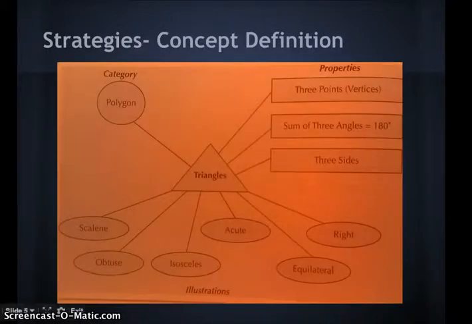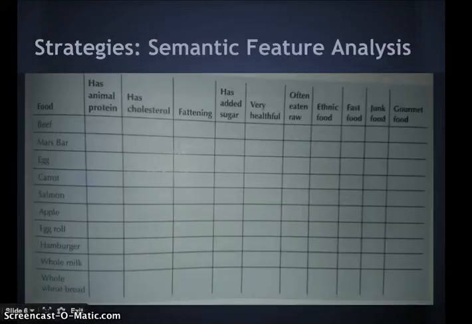Another type of semantic mapping that's a little more specific is concept definitions. In this you can see there's a category, properties, and illustrations. So it gives students more of a branching off point to understand. Semantic feature analysis would be checking off all of the different features that a word has. In this case, the vocab words are different foods, and students are learning all the different categories that those foods might fall under.